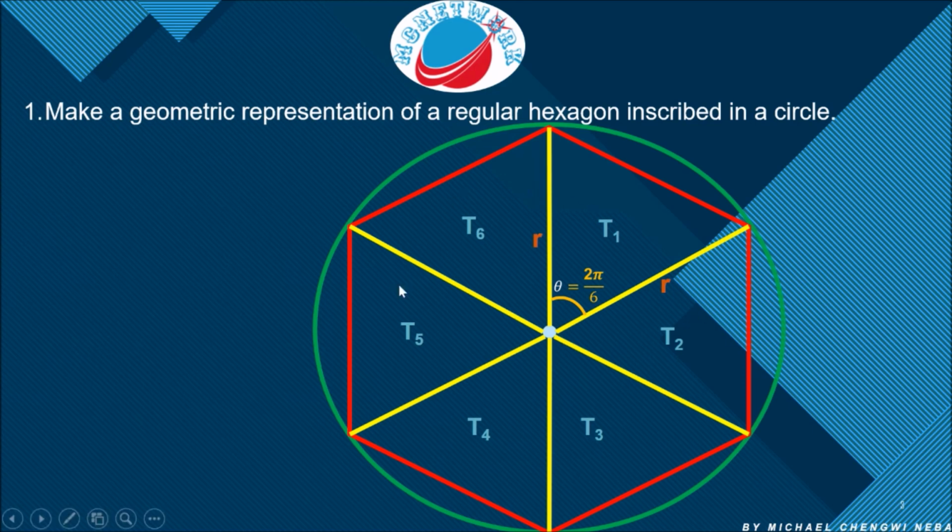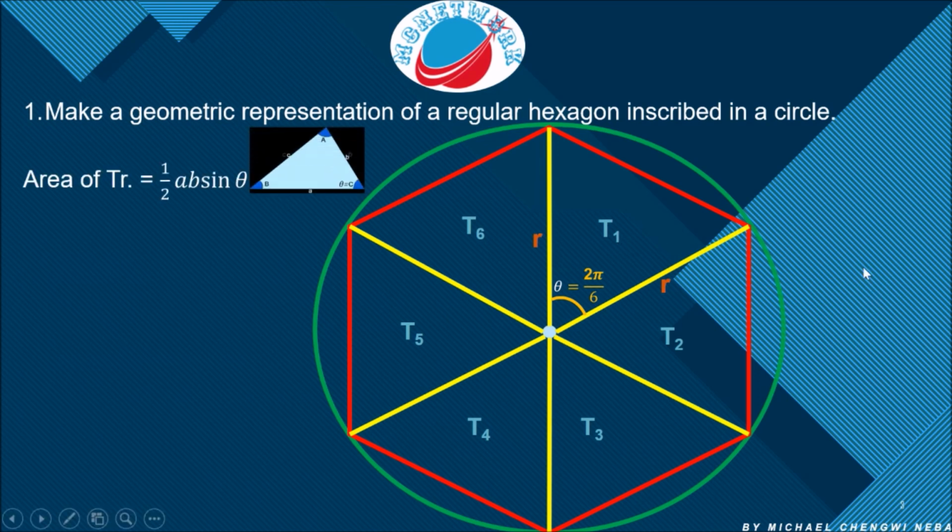I can easily find the area of this regular hexagon. So the area of this regular hexagon will be equal to the number of triangles created by this hexagon multiplied by the area of one of the triangles. Now, how do I look for the area of this triangle? I'm going to use the geometric formula for the area of a triangle. What is that geometric formula?